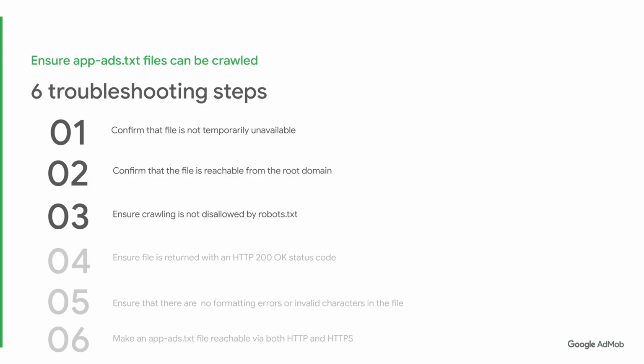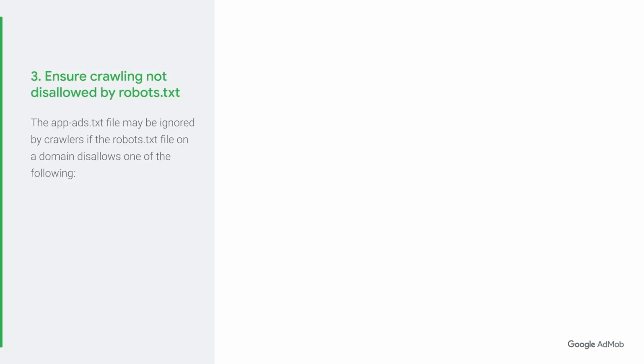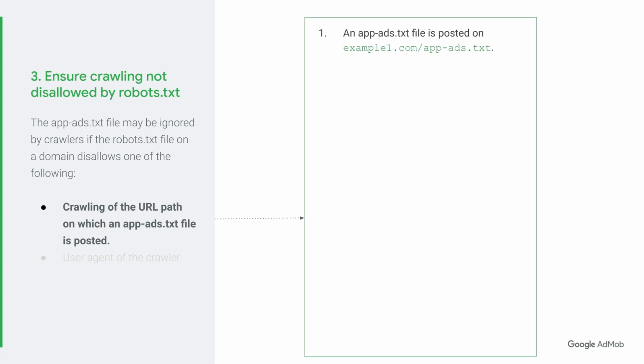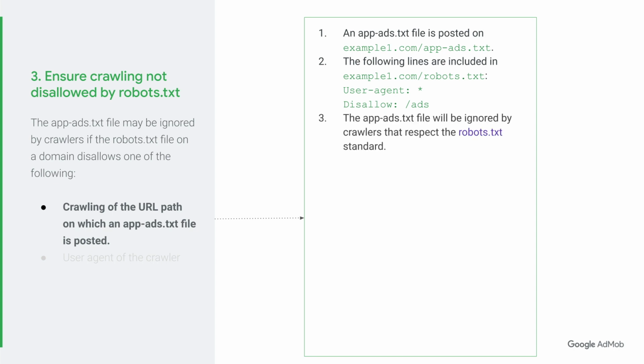Number 3. Ensure crawling is not disallowed by robots.txt. The apex.txt file may be ignored by crawlers if the robots.txt file on a domain disallows crawling of the URL path on which an apex.txt file is posted. For example1.com, an apex.txt file is posted on example1.com/apex.txt. The following lines are included in example1.com/robots.txt. The apex.txt file will be ignored by crawlers that respect the robots.txt standard.